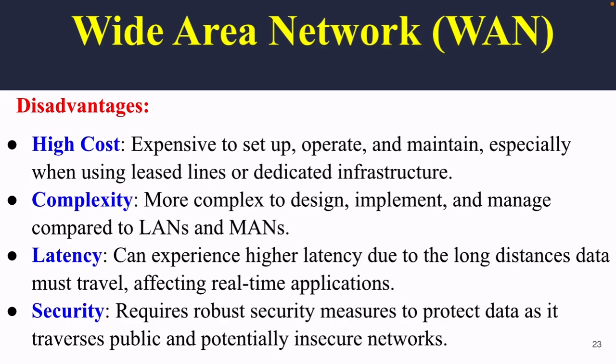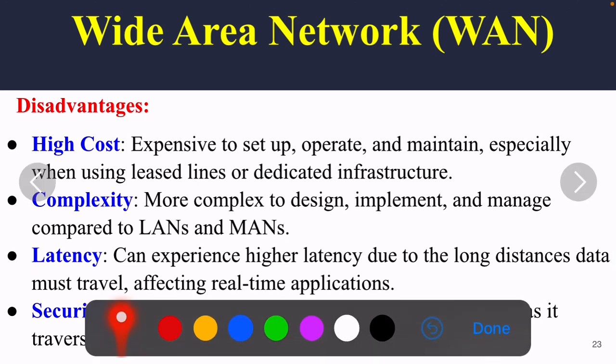Then what are the disadvantages of the wide area network? First is high cost. It is expensive to set up, operate, and maintain, especially when using leased lines or dedicated infrastructure. Setting up a WAN for the first time in the office costs a lot of money. It may involve purchasing routers, switches, and extra security software also.